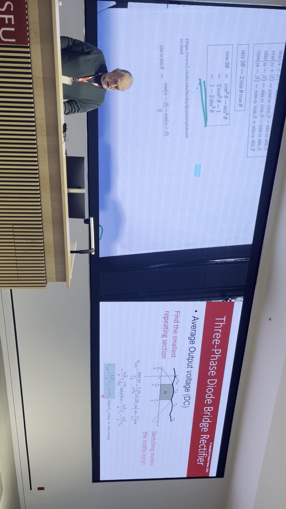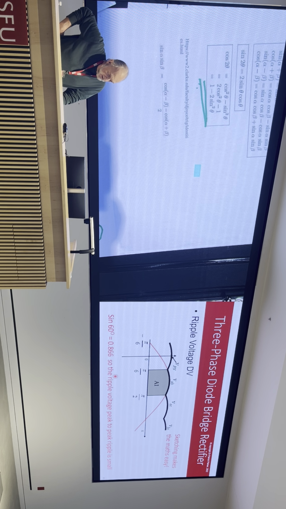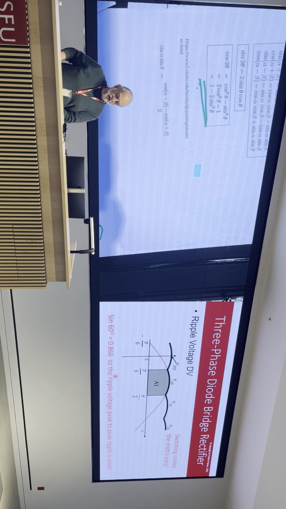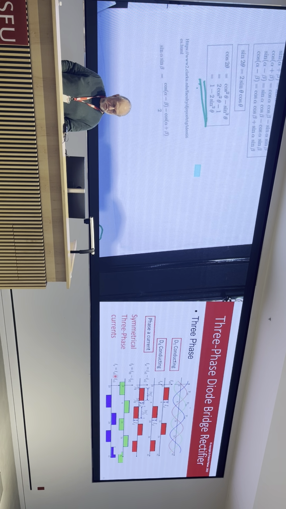Something else: ripple voltage. Again, we know the angles here, we know that angle, we know that angle, the drop is the same over here. So it's just sine 60, 0.866, so the ripple voltage is the difference. So it's whatever that is, 0.144, 14.4% ripple. So that's pretty low already. What we will do is put a capacitor on it. Okay, I should probably stop there.